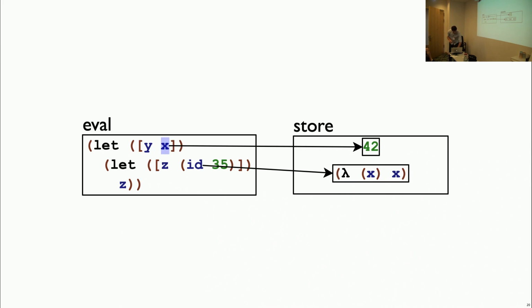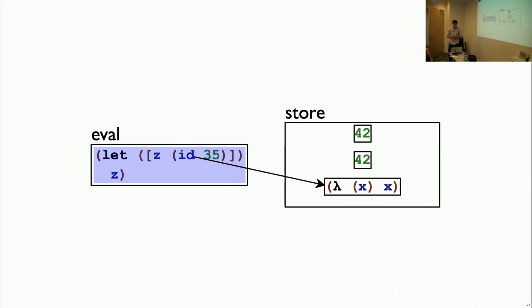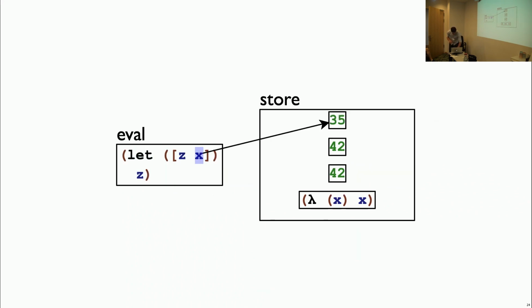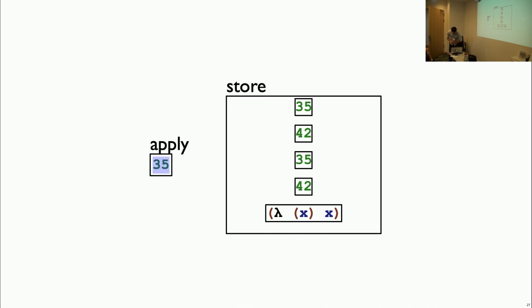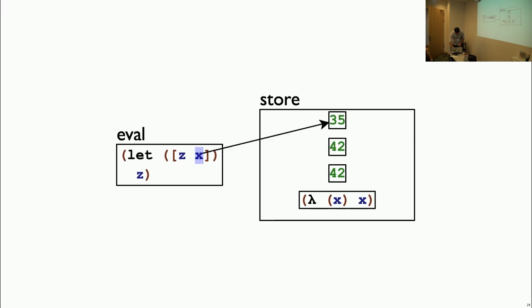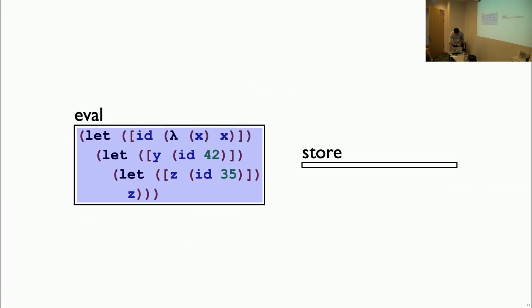And then we'll continue to evaluate this variable reference, and then we apply. We'll just continue in this way. And we end up applying 35 to the empty continuation, so we're done. Okay, I'm going to run through this again very quickly and just point out one thing.